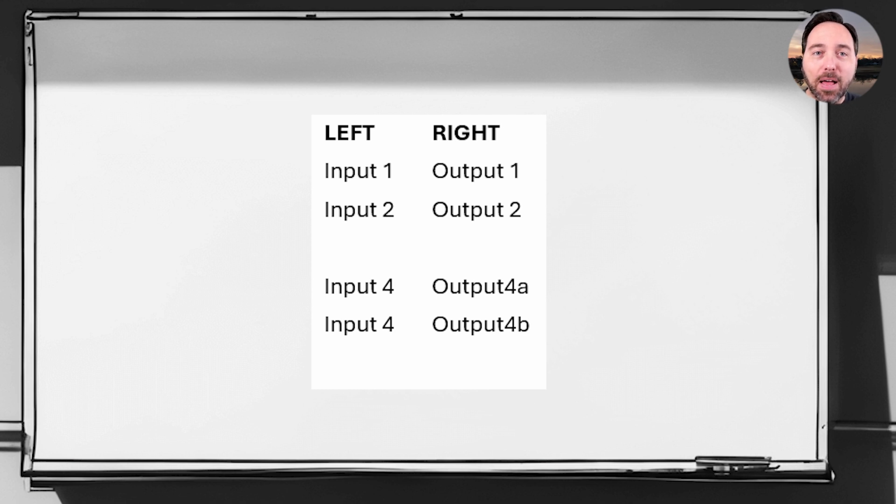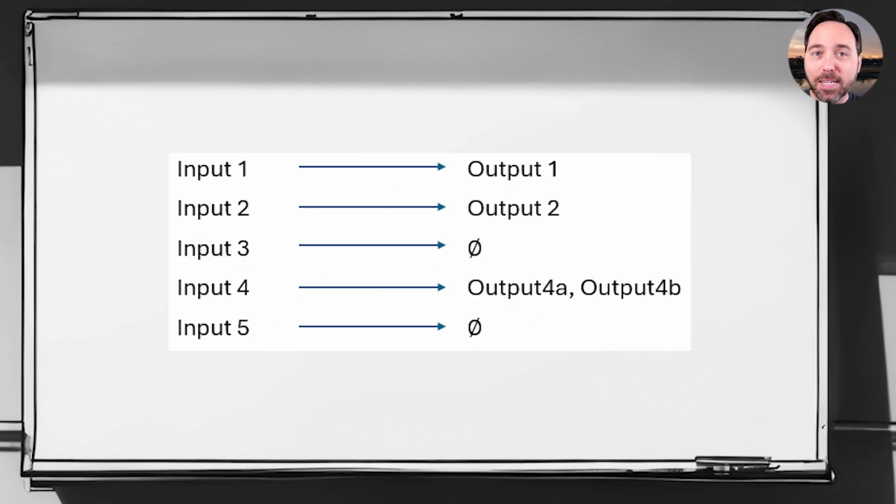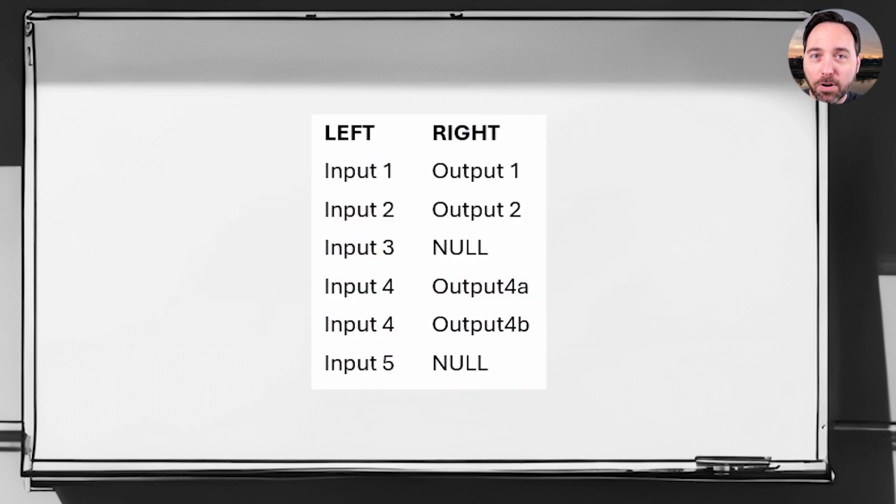Now let's talk about how outer apply works. Outer apply is semantically similar to a left outer join. In other words, even if the function emits 0 rows, we still keep the original left-hand side row and pad any missing columns with null.